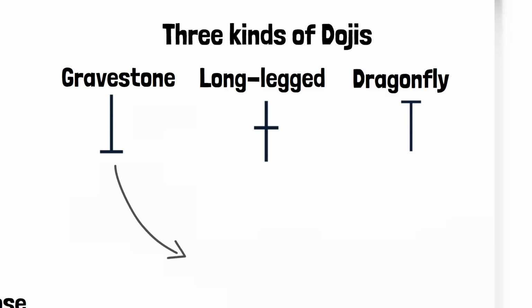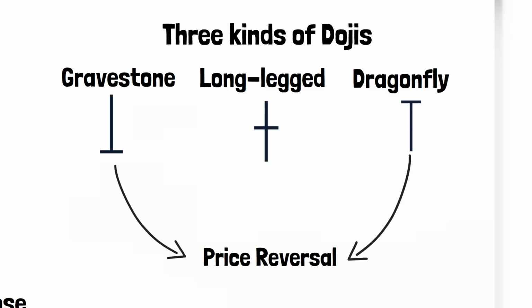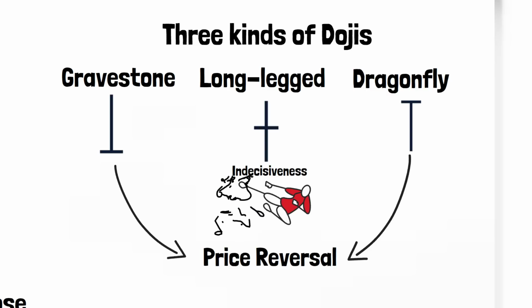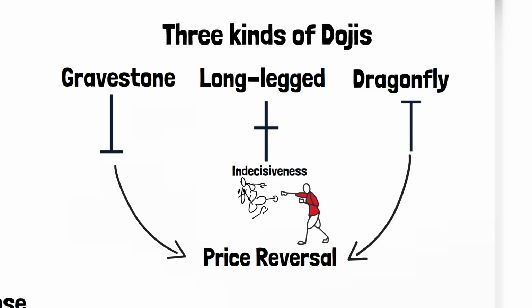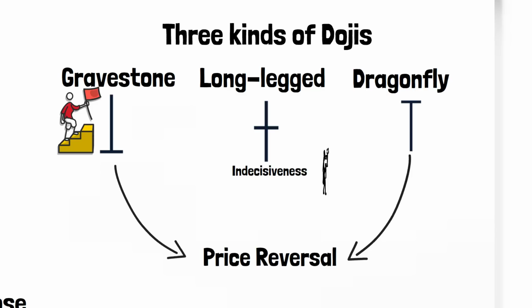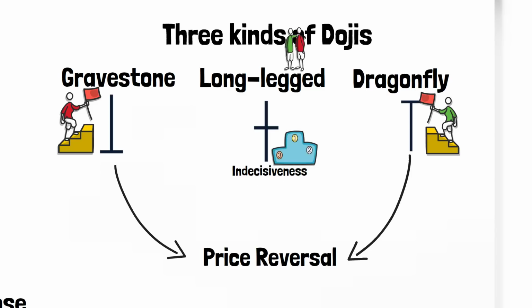The gravestone and dragonfly Doji suggest a price reversal, while the long-legged Doji signals indecisiveness. The psychology behind these candlesticks is simple. It highlights the struggle between the buyers and sellers, and the winner is determined by how close the closing price is to the low or high. In a long-legged Doji, there is no one winner, and therefore it depicts indecisiveness.